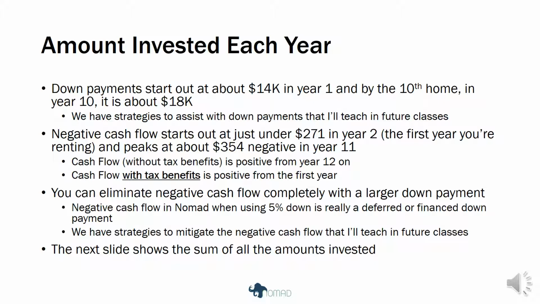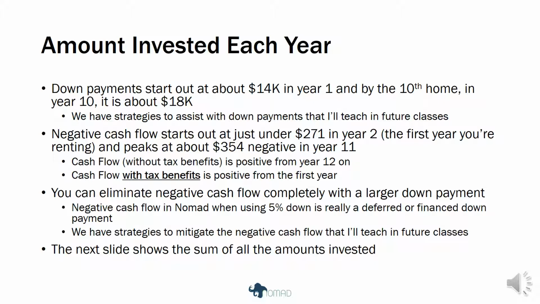Okay, so let's talk about the amount invested per year. So down payments, just to recap, we started out at about $14,000 in year one, and to buy the 10th home, it was about $18,000. Now we have some other strategies we'll teach in more advanced classes on how to work with down payments, using strategies like lease options. But right now we're not going to cover that. But realize that you need about $14,000 in year 1 to buy the first house and about $18,000 in year 10, and then in between it grows over time.